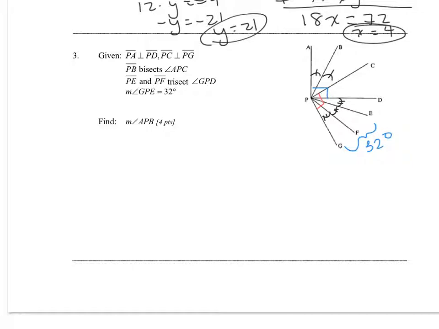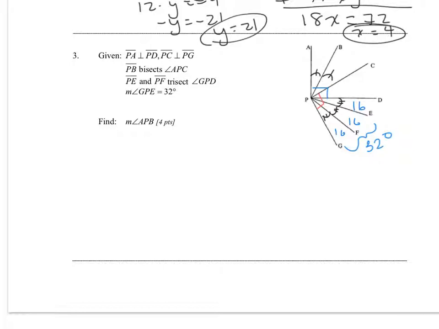Because if GPE is 32 degrees and we know that these three angles are all of equal measure, that means GPE has actually been bisected as well. So if the two of them together are 32, then one of them must be 16, and this is 16. And so is this, because those are three angles of equal measure, three congruent angles.